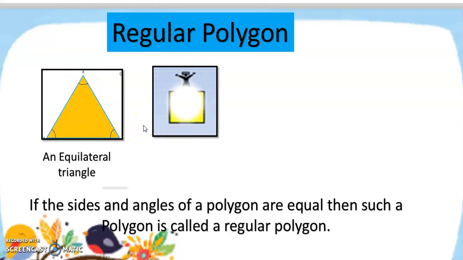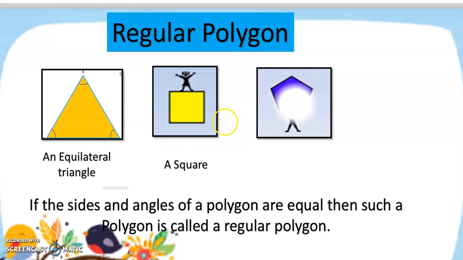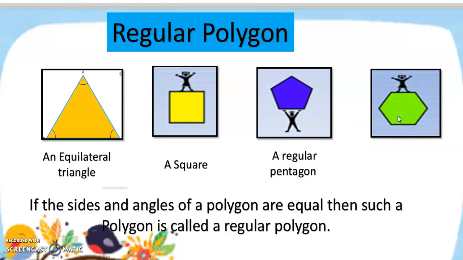Another example. Here we have example of a square. All the sides are equal. Yes, it's a regular polygon. Here one more example. Example of a pentagon. Yes, all the sides are equal. And because all the sides are equal, I'm going to call it a regular pentagon. Another example. I have example of a hexagon. And because all the sides are equal, it is a regular hexagon.